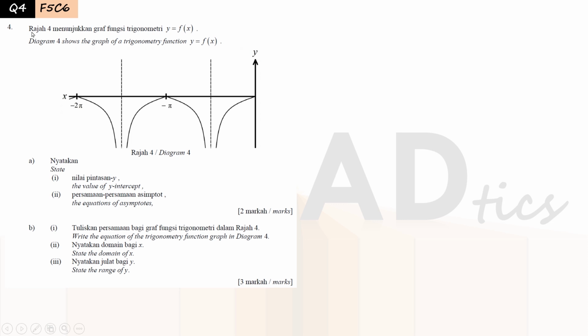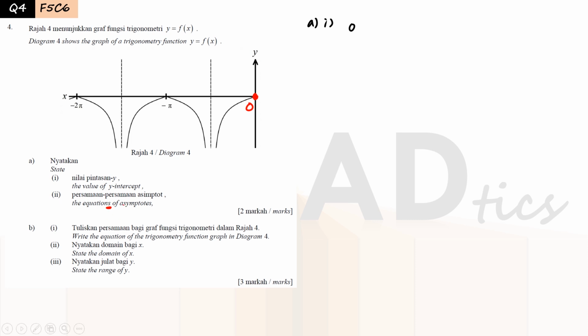Question 4 focuses on trigo functions, and I would discuss part B1 as the last question we are going to discuss, because the other 4 questions here are quite similar. We are just finding the information from this diagram to solve the questions. So for part A1, we are going to find the value of the y-intercept, which is here, so the answer would be 0.